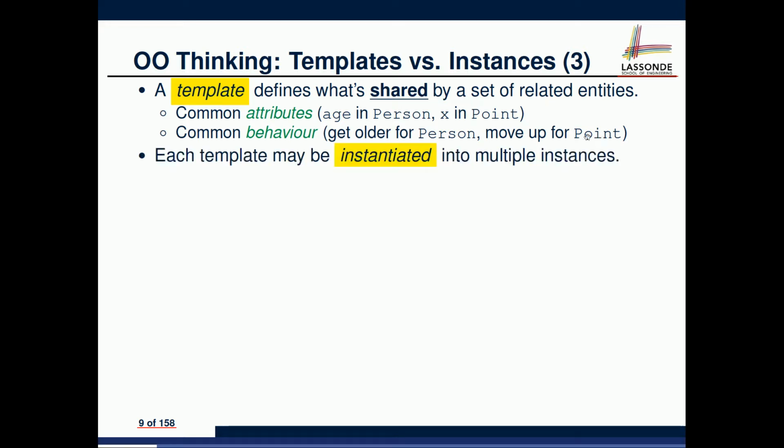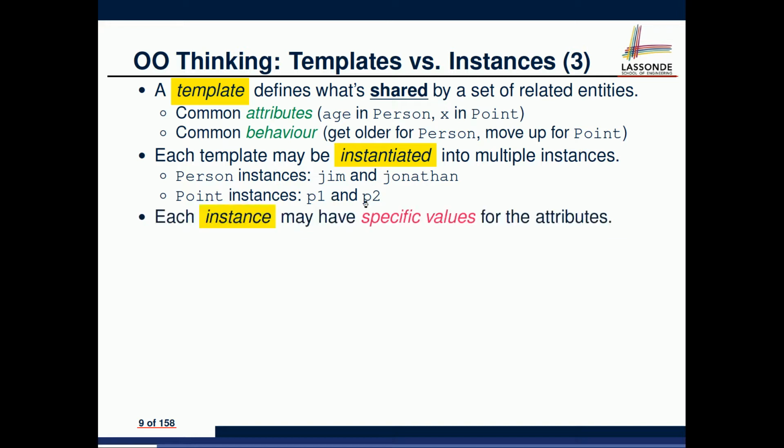Okay. And each template may be instantiated into multiple instances. For example, for the person, we've got two instances, Jim and Jonathan. They are the instances of person. The way you instantiate a particular template is by giving instance-specific values for the attributes. For example, the way we instantiate Jim is by assigning the values for the weight, name, and height. And similarly for Jonathan. And for points, we also have P1 and P2 as instances.